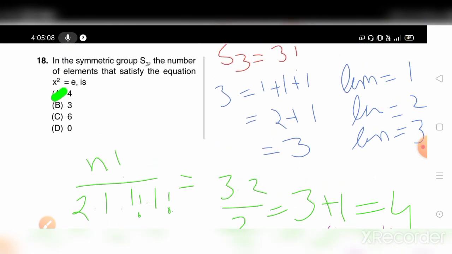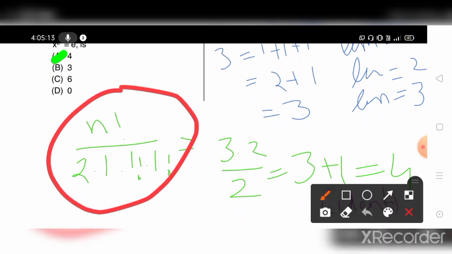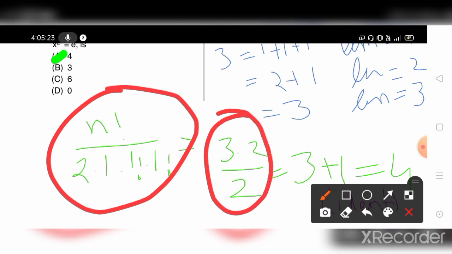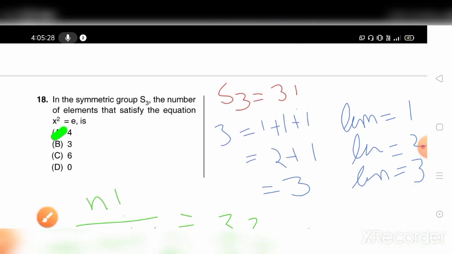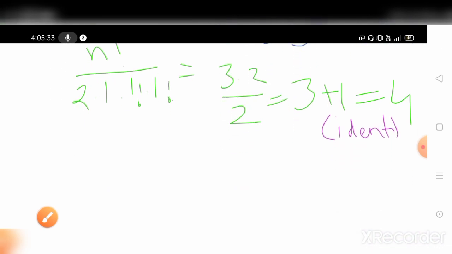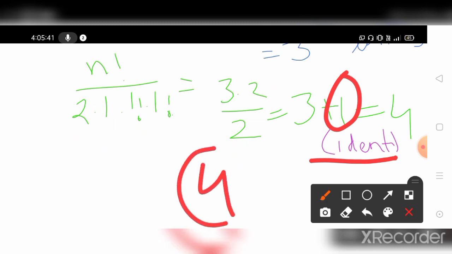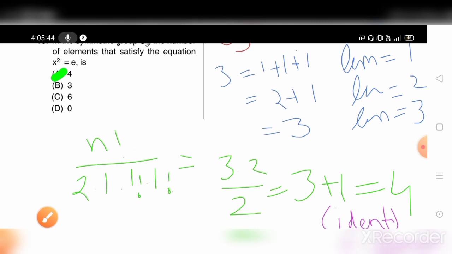One formula for the number of elements of a given order: n factorial upon 2 raised to 1 into 1 into 1 factorial, 1 factorial. That is 3 into 2 upon 2, and here only 3 remains. And the identity also exists. So 3 plus 1 is equal to 4. There exist 4 elements, so option A is correct.